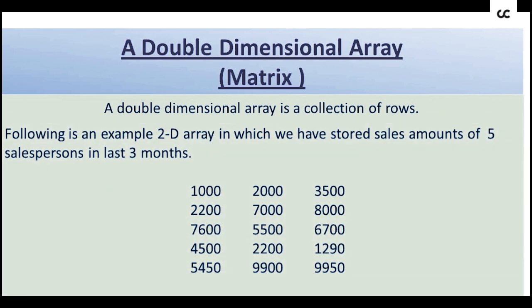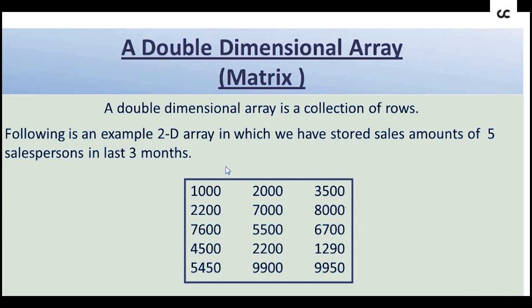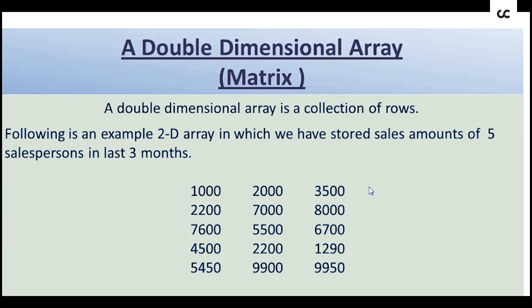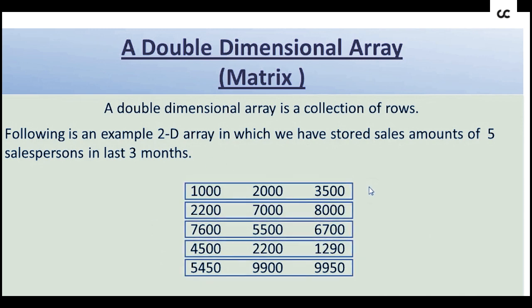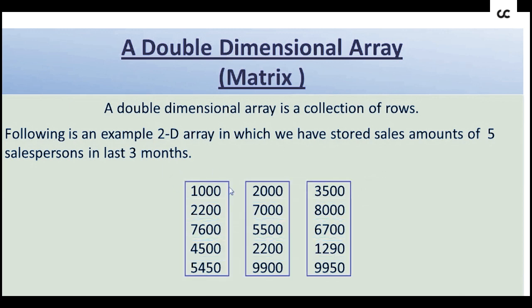See this example. Suppose I want to store sales amounts of 5 salespersons in the last 3 months. So this is how I will go about this. As you can see, this is a double dimensional array and here we have got 5 rows. Why 5 rows? Because we have got 5 salespersons. And as you can see, each row consists of 3 columns. Why 3 columns? Because as per our requirements, we are supposed to have sales amounts recorded for 3 months for each salesperson.